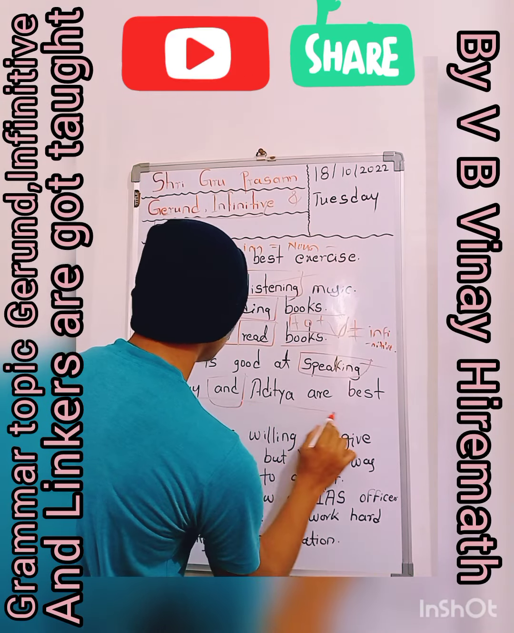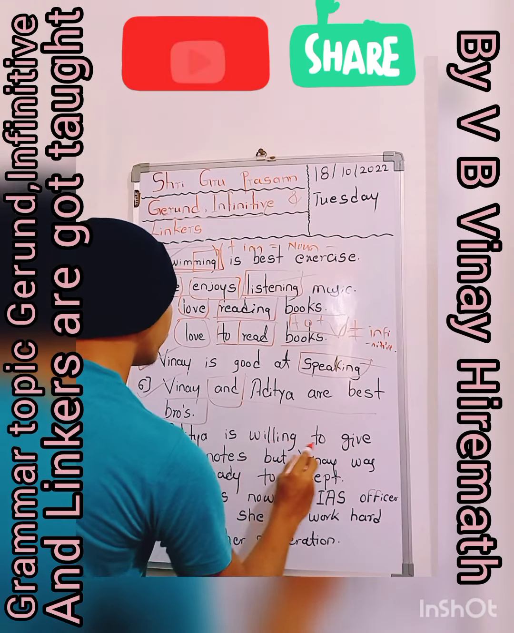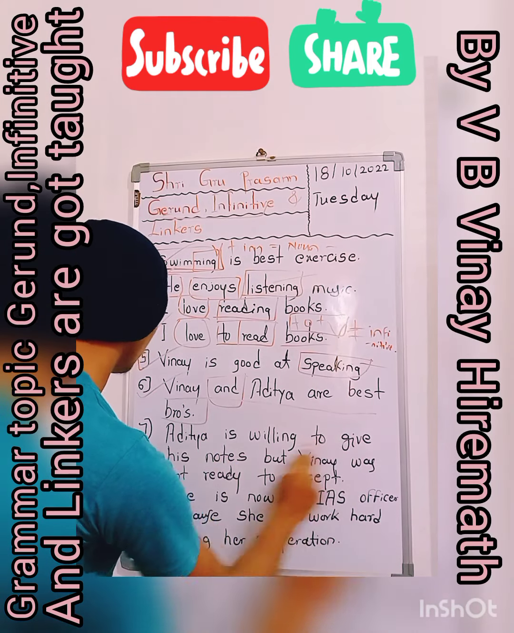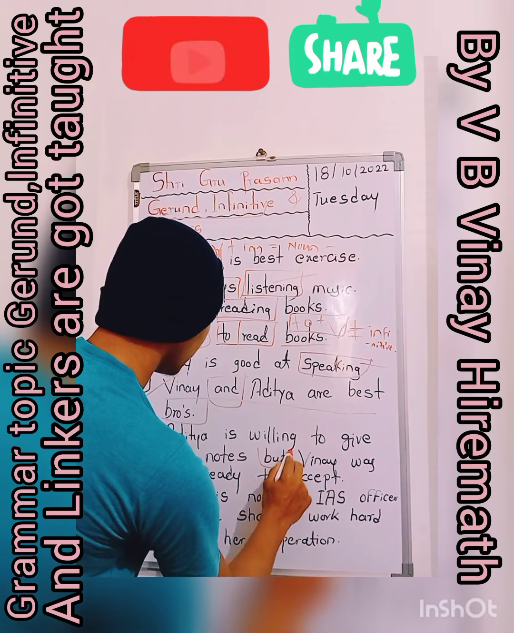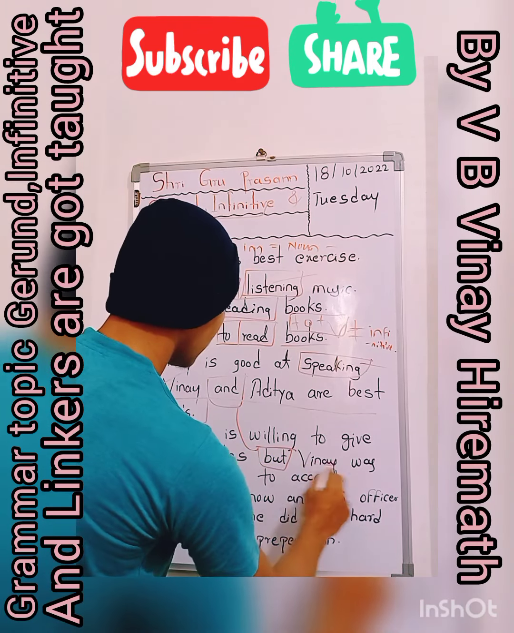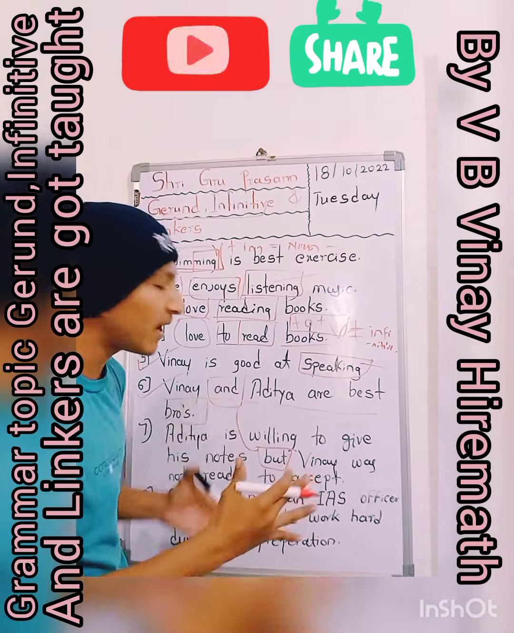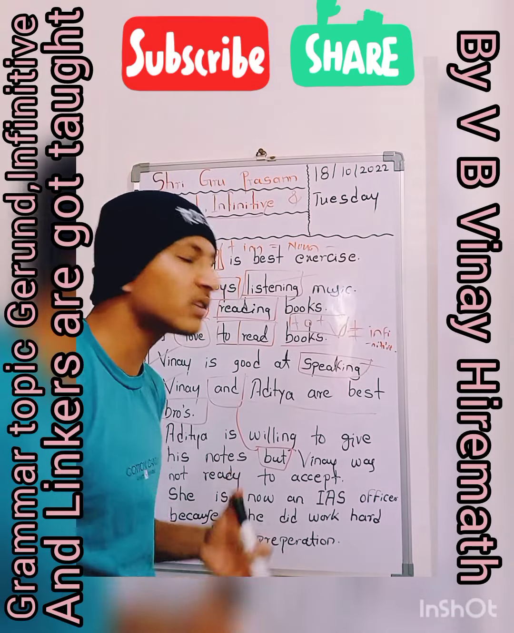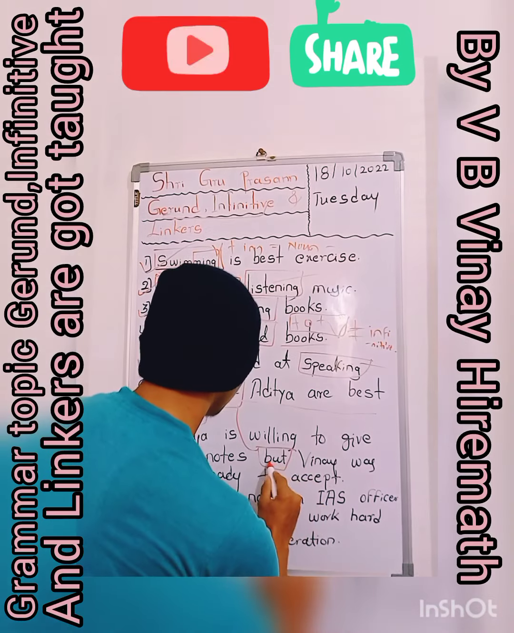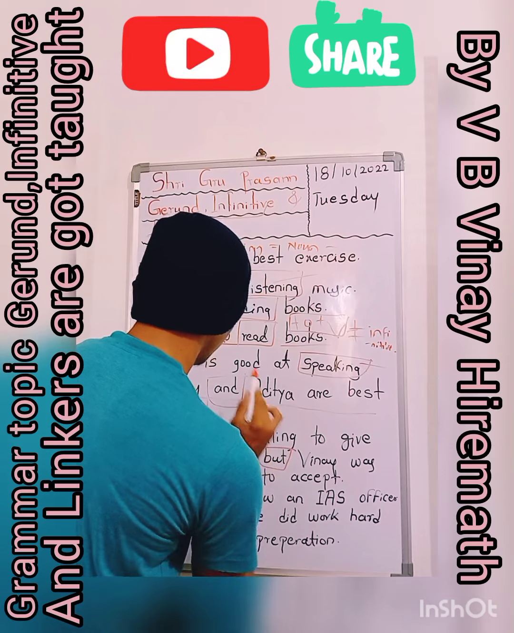Here Vinay and Aditya are best friends, I have given here. Best brothers I have given. And Aditya is willing to give his notes. Aditya is willing to give his notes, but "but" is also a coordinating conjunction. But here this is a compound complex sentence. Compound complex means there will be two independent clauses but one dependent clause. Here this is the coordinating conjunction, and that is also called the linker.